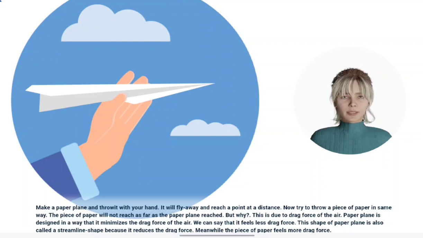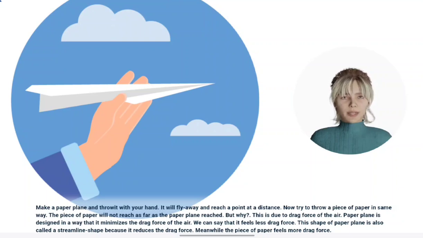Make a paper plane and throw it with your hand. It will fly away and reach a point at a distance. Now try to throw a piece of paper in the same way. The piece of paper will not reach as far as the paper plane reached. But why? This is due to drag force of the air.